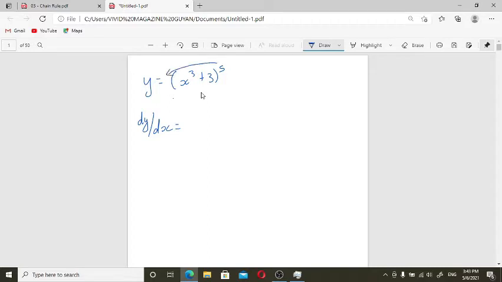So 5 comes to the front, write back the inside, reduce the power, multiply by the derivative of the inside, so I have 3x squared. So we have 5 times 3x squared, which is going to give me 15x squared, and I have (x cubed plus 3) raised to the fourth. So that's the first one.